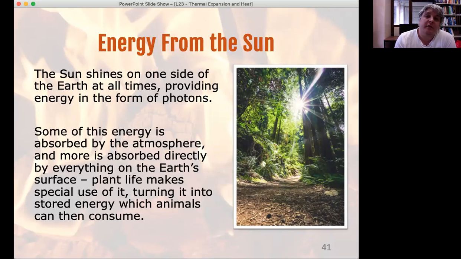The plants that receive this energy in the form of visible light radiation absorb it and make special use of it, turning it into stored energy. They store it in their cells, and animals, including humans, consume those plants and convert that energy into their own energy stores, which they can then use to power their internal organs and muscles and other things.